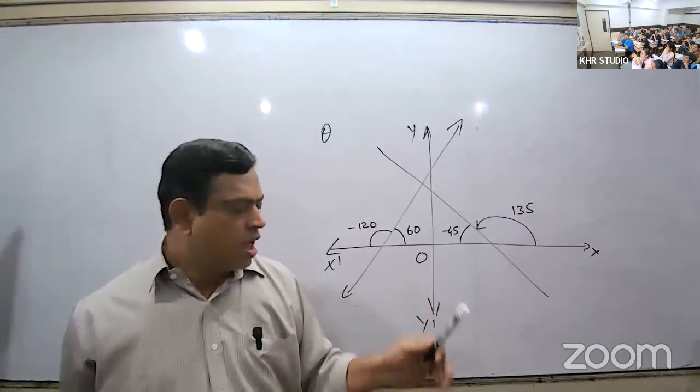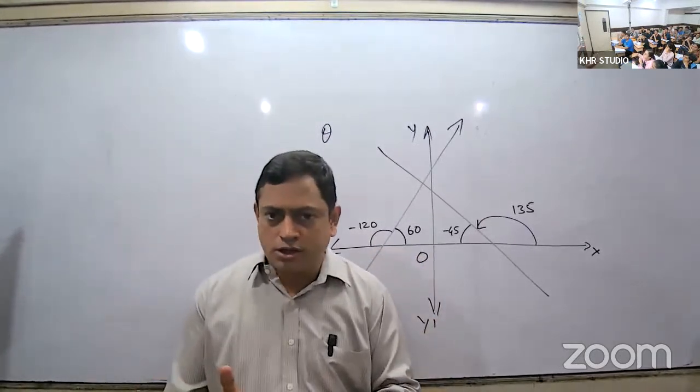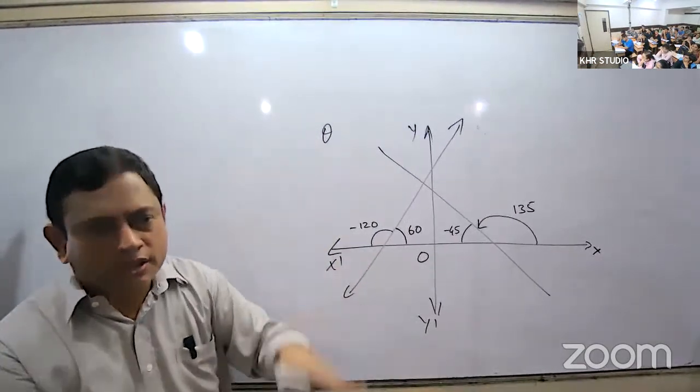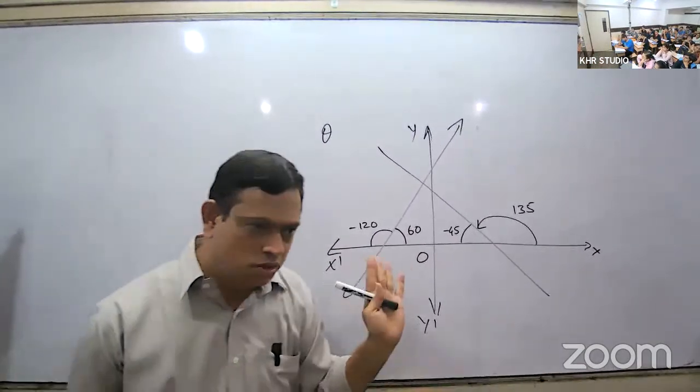Understood now? What do you mean by inclination? The angle between x-axis and the line. Here x-axis and x-axis are coincident, so the angle is equal to 0 degree.